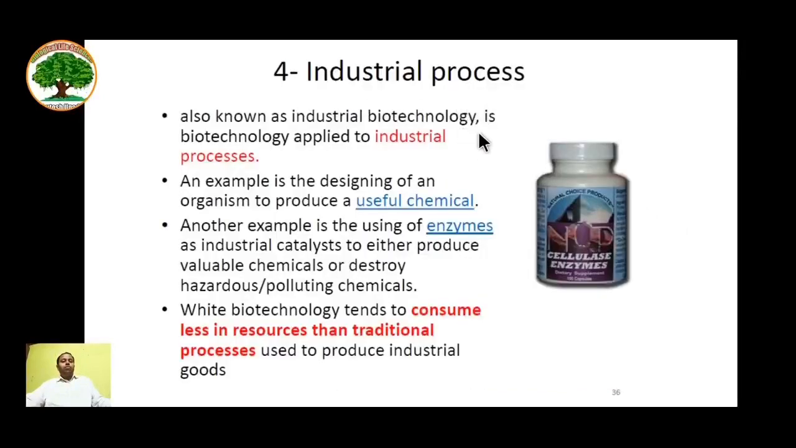Industrial processes also involve biotechnology. It is also known as industrial biotechnology and is biotechnology applied to industrial processes. An example is designing of an organism to produce useful chemicals. Another example is the use of enzymes as industrial catalysts to either produce a valuable chemical or destroy a hazardous or polluting chemical. Here, different enzymes, different products, different amino acids, different proteins can be produced using the industrial process, that is fermentation. White biotechnology tends to consume fewer resources than traditional processes and is used to produce industrial goods.